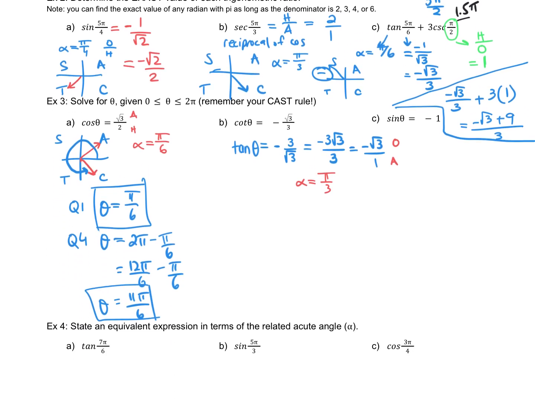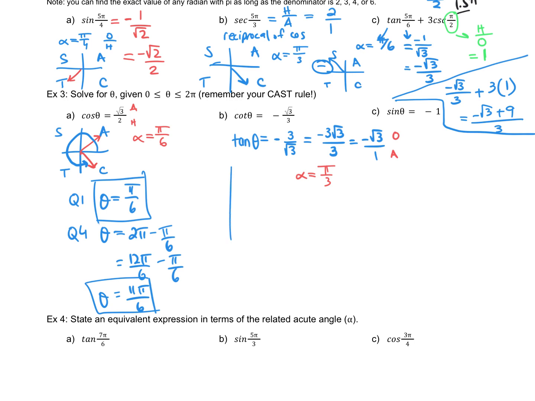Now we can go back to our CAST rule. I was given a negative ratio, and we're talking about tan. Tan is negative in sine's quadrant and cos's quadrant. So in quadrant 2, this is the angle we want, and remember, pi over 3 is here, glued to your x-axis. So in quadrant 2, we're doing pi minus pi over 3. Pi is just 3 pi over 3. So when we subtract them, 2 pi over 3.